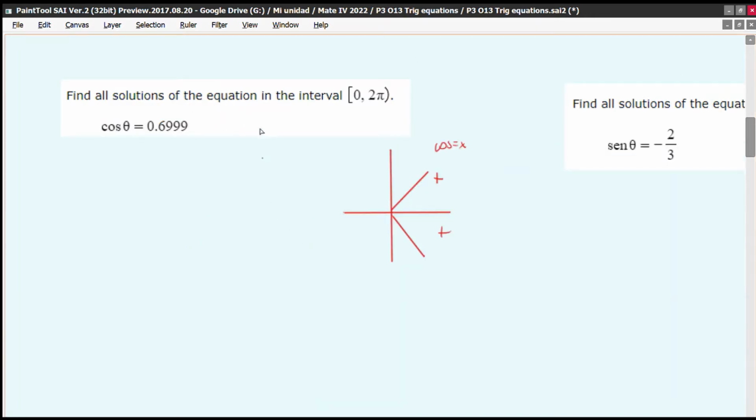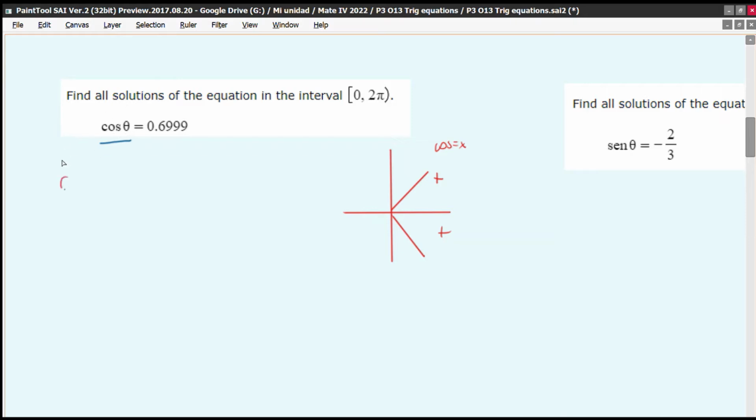Okay, example number 2. So again, I'm going to continue with the same methodology. So I have to find all possible solutions for this equation where cosine equals something. That something is a positive value. Remember that cosine is equal to x. So cosine is positive in the first quadrant and in the fourth quadrant. So my solutions are going to be this one and this one. So let's proceed and calculate the value of theta.